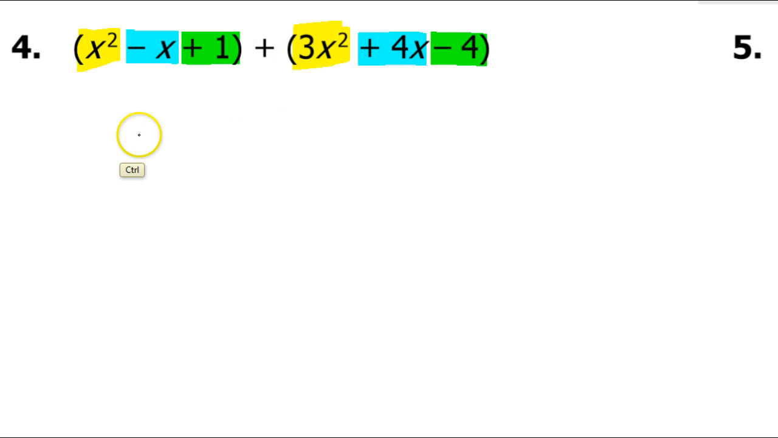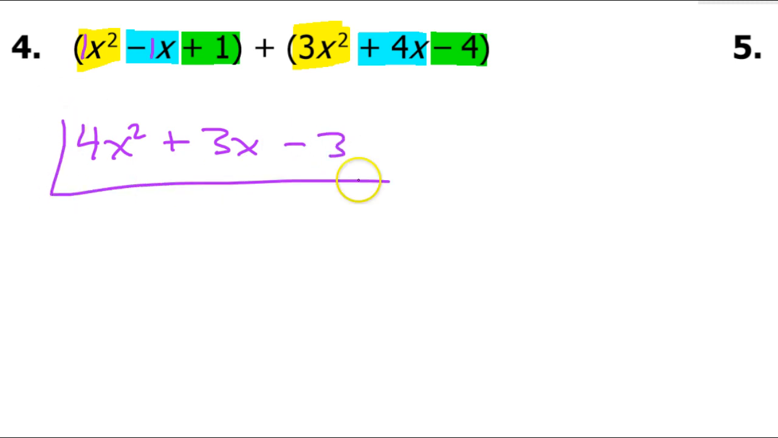So x squared and 3x, you can think of this as like 1x squared. So that's going to make 4x squared. Negative x and 4x, think of this as negative 1. So that's going to make plus 3x. And then 1 and negative 4 make negative 3. So this is the final answer.